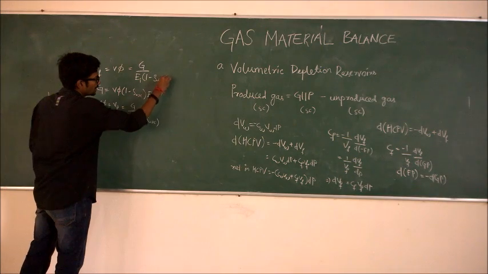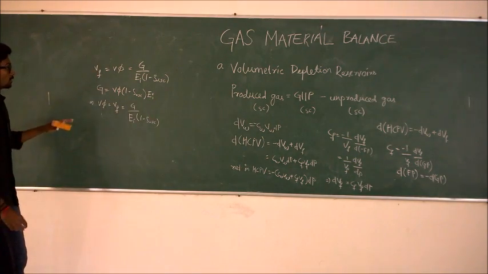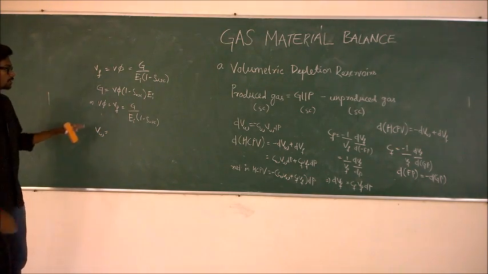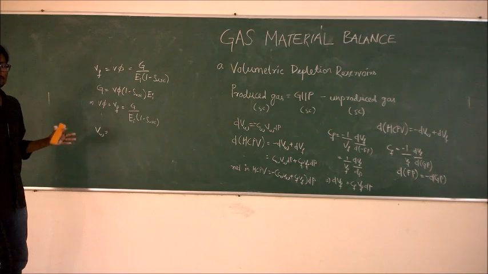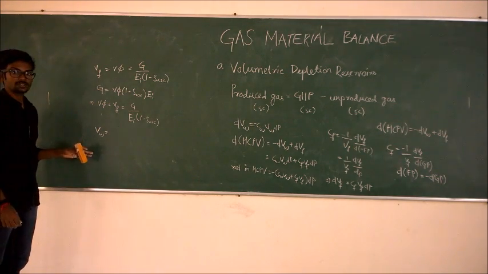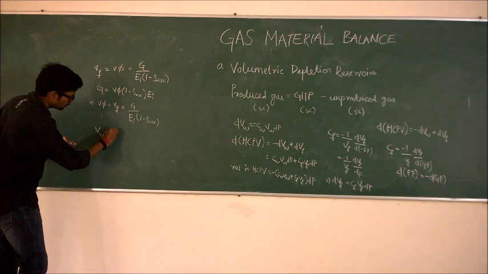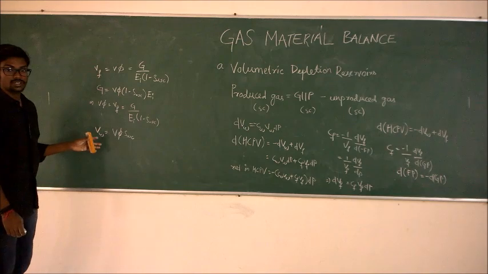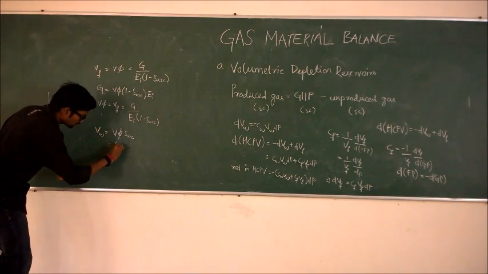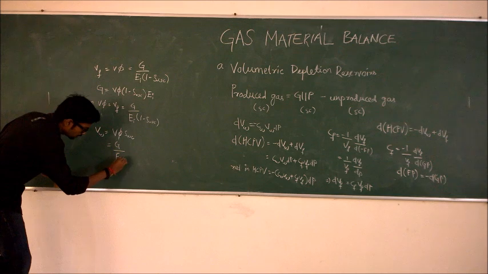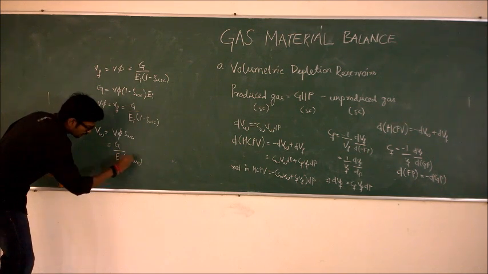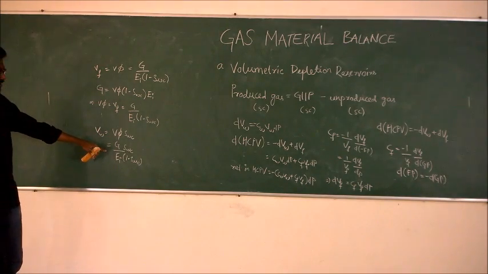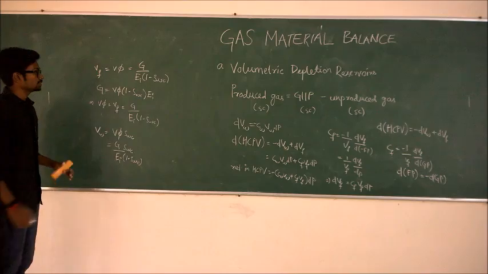Now the VW can be calculated similarly. Here pore volume into the saturation of water in the reservoir, which is nothing but apparent water saturation SWC. So VW is equal to V phi into SWC. From the above equation we get V phi as G by EI into 1 minus SWC. So this is the value of VW. VW is equal to G by EI into SWC by 1 minus SWC.